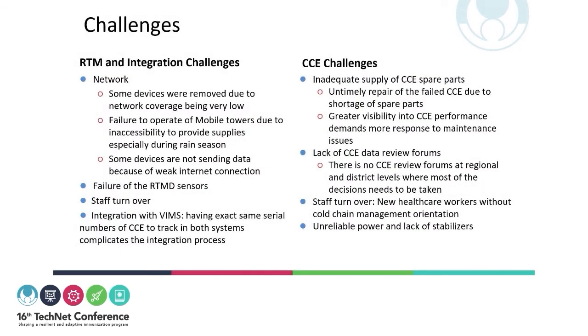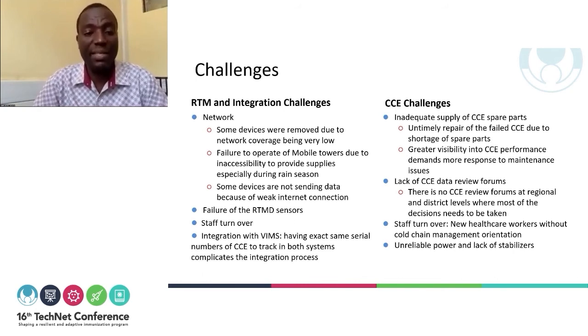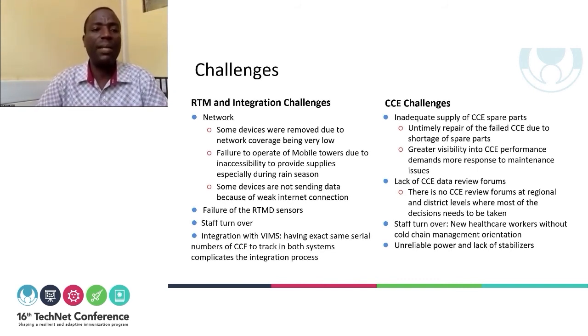So what we've learned with the introduction of remote temperature monitoring devices in our country is that there are a number of challenges. The first challenge is about the network. In order for the ARA team devices to work, they need connectivity. They need mobile and internet connectivity. In areas where there is weak connectivity, the device cannot send an SMS. And therefore, in some areas, we just went to remove them because the coverage is very low.